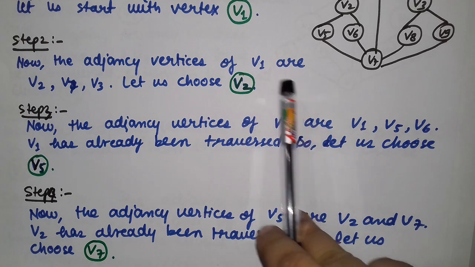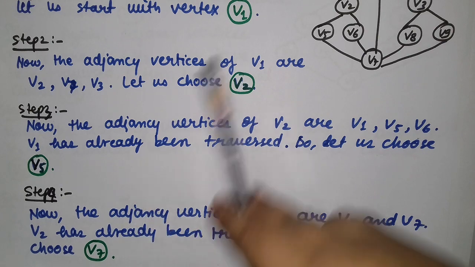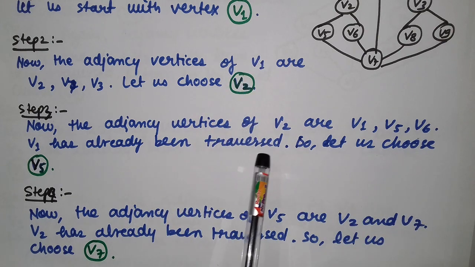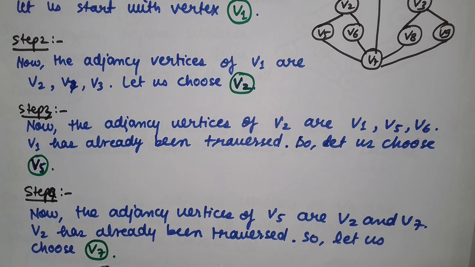Now we can clearly see that V1, V2, V5 and V7 are the four vertices which have been traversed. Now moving towards the next one, as we have selected V7, now we have to see the adjacency vertices of V7.